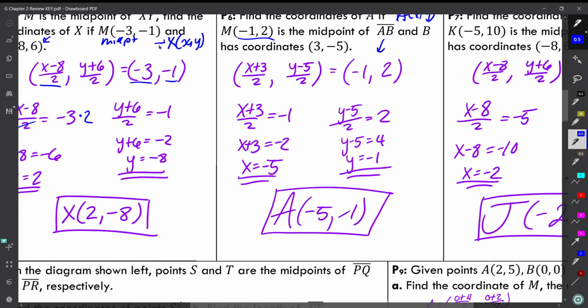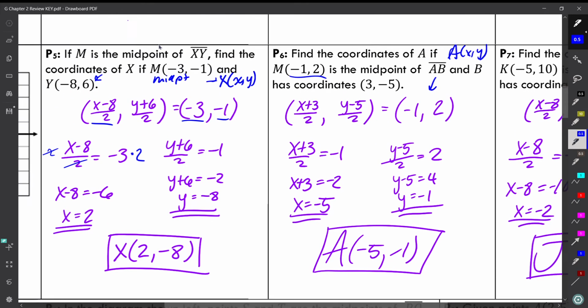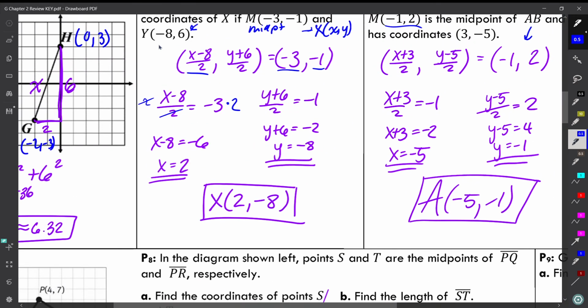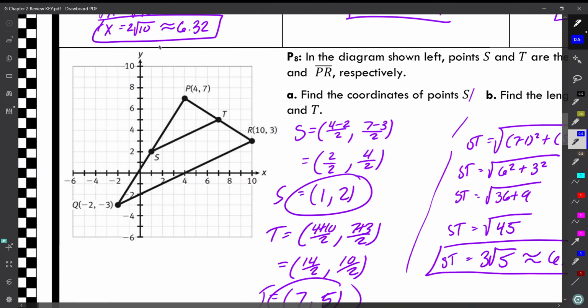You will have one like this, I guarantee it, on the test, okay? So know how to do that. I gave you three problems for you to see different examples from.